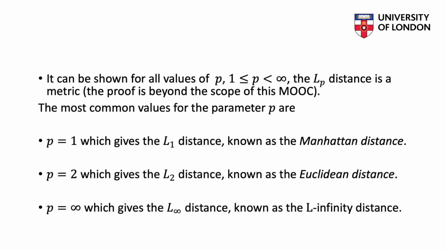The most common values for the parameter p are p equal to 1, which gives the L1 distance, known as the Manhattan distance. When p is equal to 2, it gives the L2 distance, known as the Euclidean distance. And when p is equal to infinity, it gives the L infinity distance. In this section, we shall mainly be concerned with the Euclidean distance given by this equation.